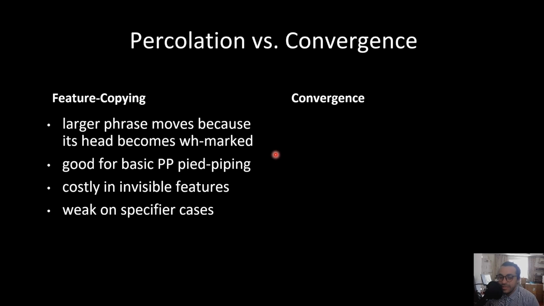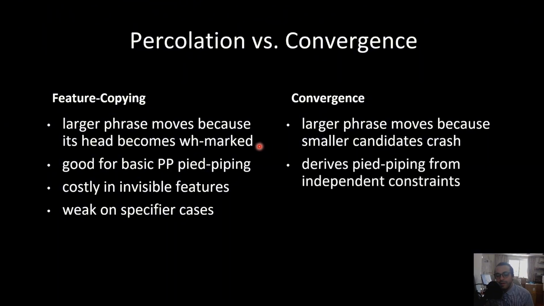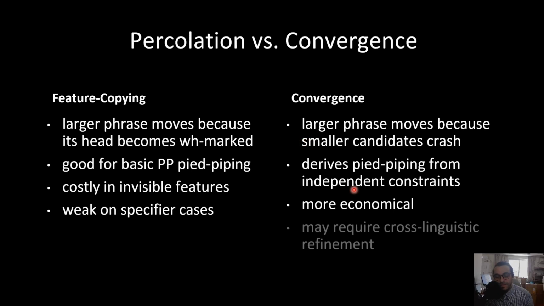Convergence, the Chomsky stuff we've talked about. Larger phrases move because smaller candidates crash, just like we've seen in the previous example. It derives pied piping from independent constraints. The three constraints that we've discussed exist on their own, but if we use them to derive convergence for pied piping, then it is more economical in terms of minimalism in the theory.